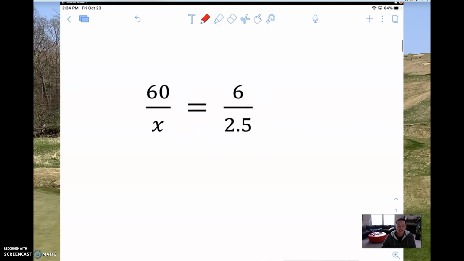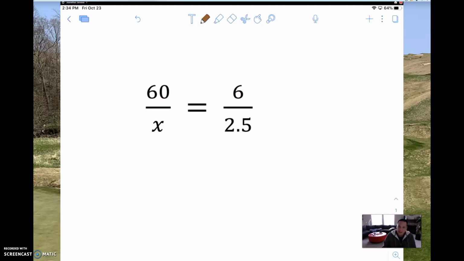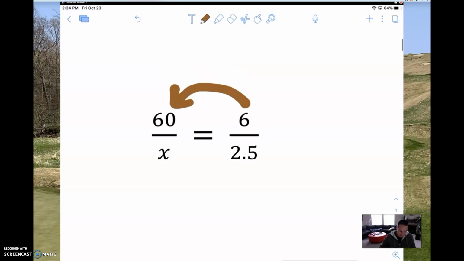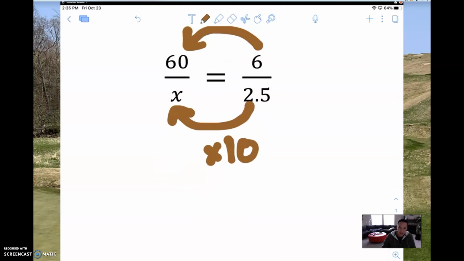We have 60 over x equals 6 over 2.5. Now we're getting some decimals in there. You'll notice that the left side is bigger. So to get from 6 to 60, how many times bigger is it? Yes, it's 10 times bigger. So to go from one side to the other, we're just multiplying by 10. So to go from 2.5 to get to x, we better do the same thing. We're going to multiply by 10. And if you take 2.5 times 10, you get 25.